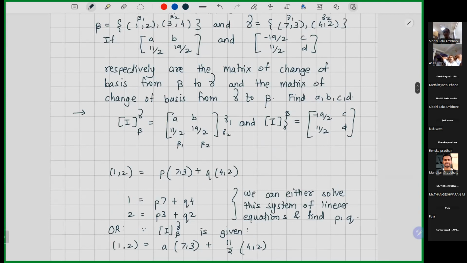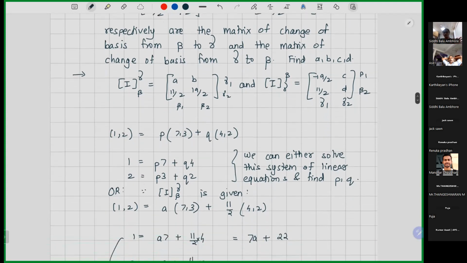So now note that C and D is in the second column of this I gamma to beta. So this implies that we have gamma 1 and gamma 2 here, and these are beta 1, beta 2. We do not need to find the linear combination of gamma 1 now, because the coefficients are already given. So we have to find C and D. It means we have to find how gamma 2 is represented in terms of beta 1 and beta 2. Okay, so that is what we have to find here. So let us start with that.